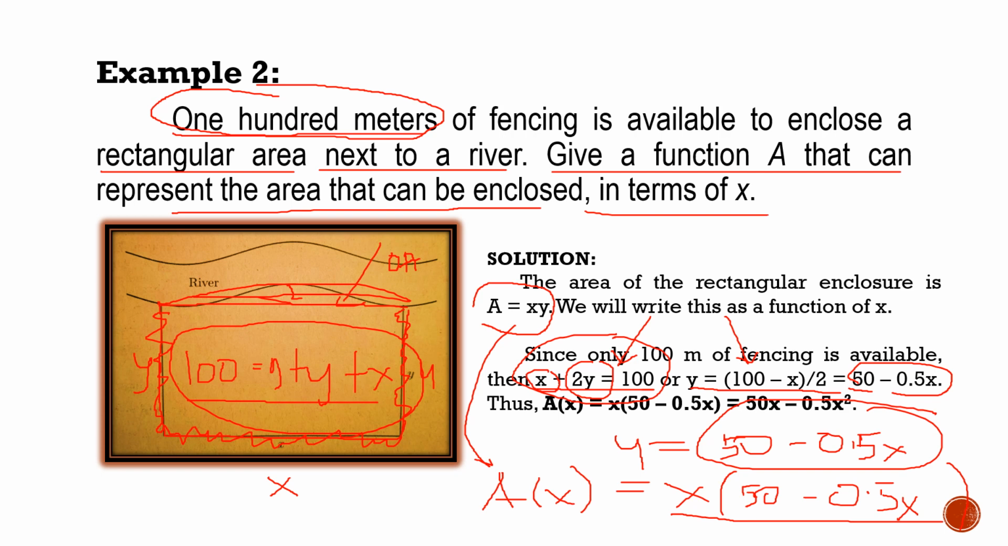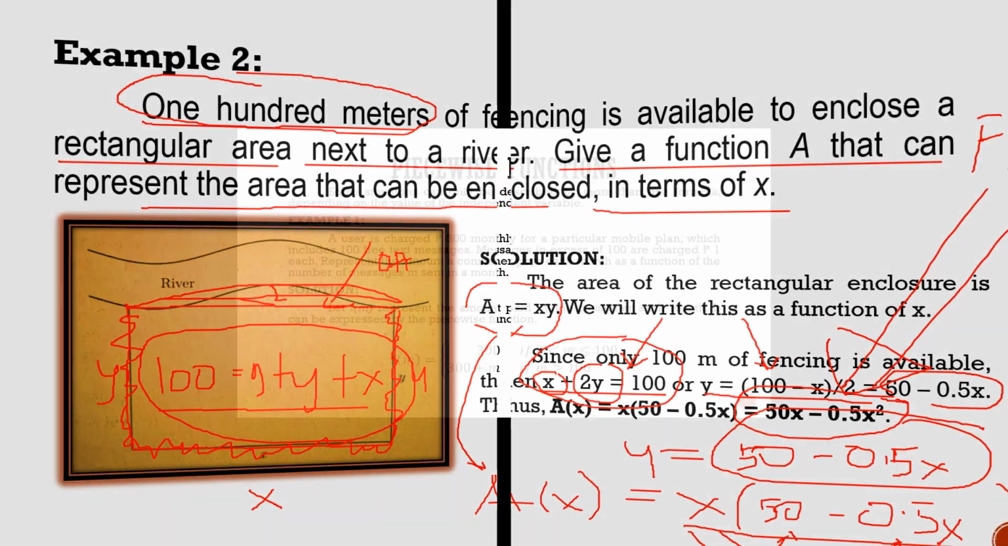So upon simplifying, this will be the final answer. So 50x minus 0.5x first, because we're going to distribute this x to 50 and x to 0.5x. So that will be 50x minus 0.5x squared. So that will be your final answer.